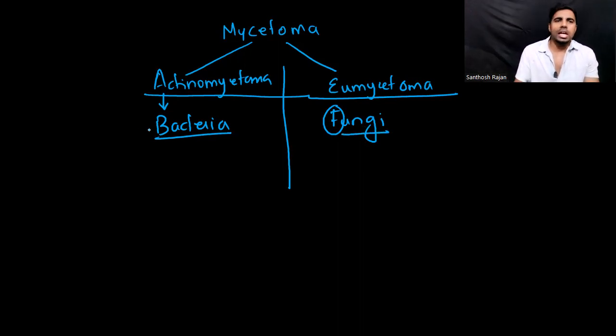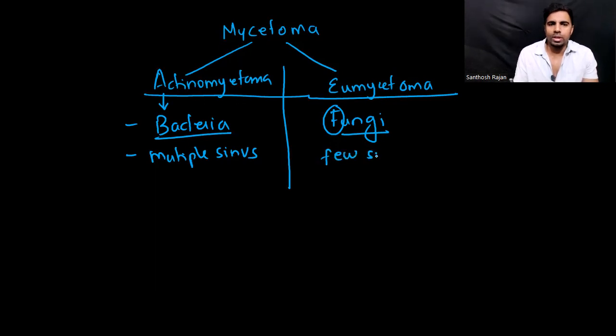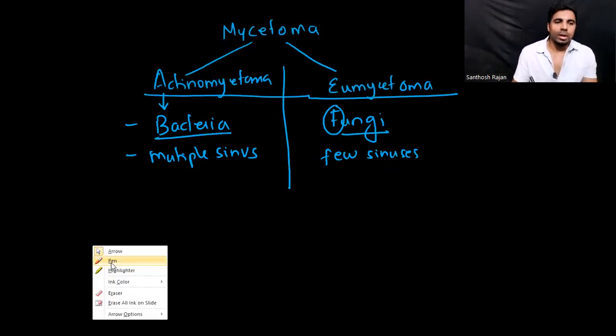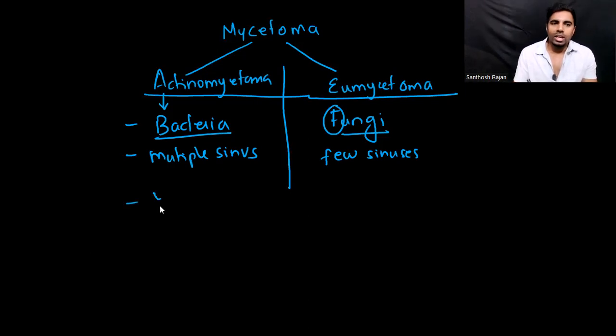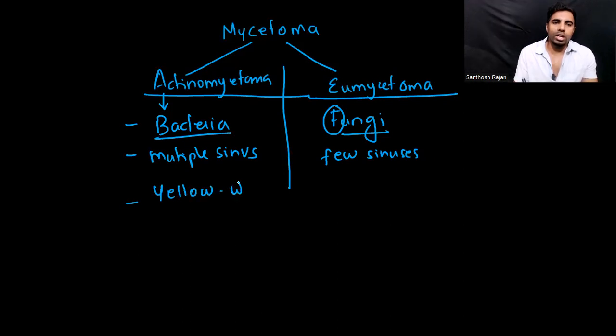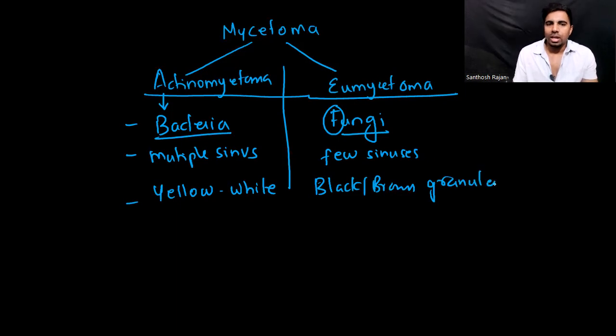You remember eumycetoma. Here is the difference: in actinomycetoma, you will usually have multiple sinuses. In fungi, usually one or few sinuses only. In the previous question, they gave multiple sinuses, so it is most likely bacterial, but it can be fungus also, with the granules. And the granules in bacteria are usually yellow color, yellow to white granules. But in fungi it's usually black to brown granules. These are the main differences. So this you have to know.